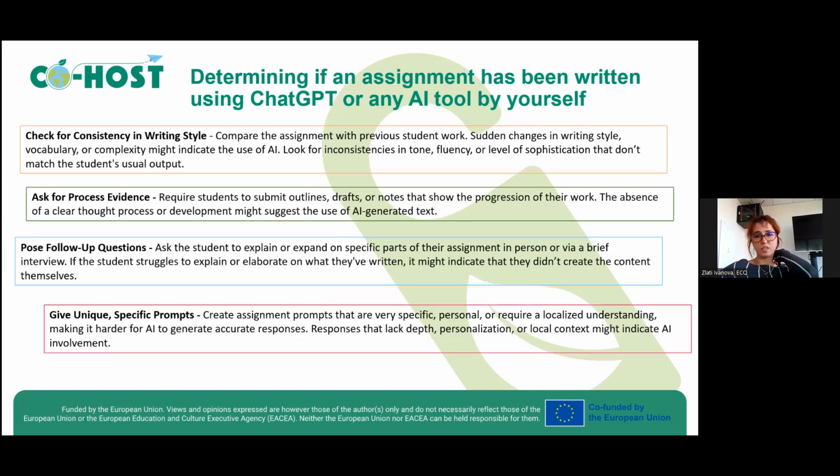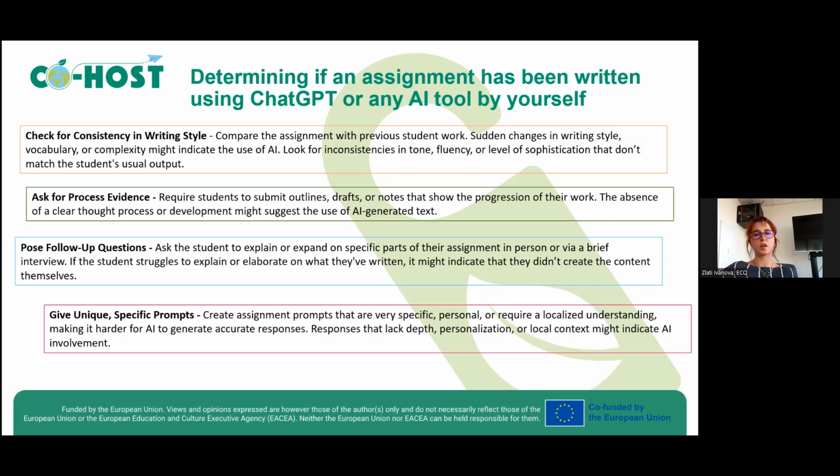How can you determine if an assignment has been written using ChatGPT or any AI tool without inserting it into a platform that can detect AI? So I have gathered a couple of ideas. You can check for consistency in writing styles. If you notice that this assignment is completely different in tone, in structure, or in voice compared to the student's previous work, it might be an indicator that there's AI use, or if there's inconsistency in tone, in fluency, or the level of sophistication, that also could point to a use of AI.